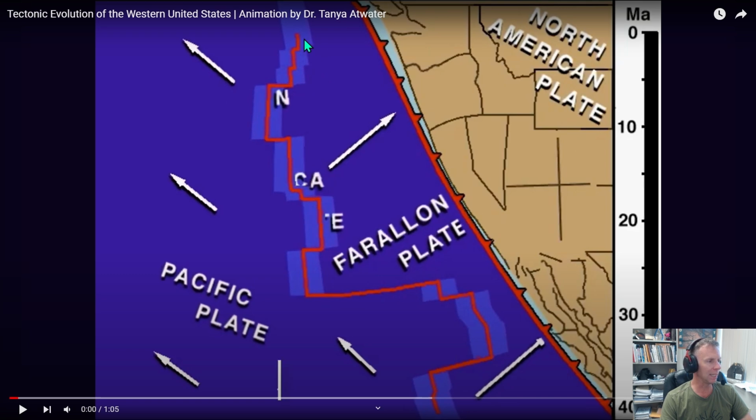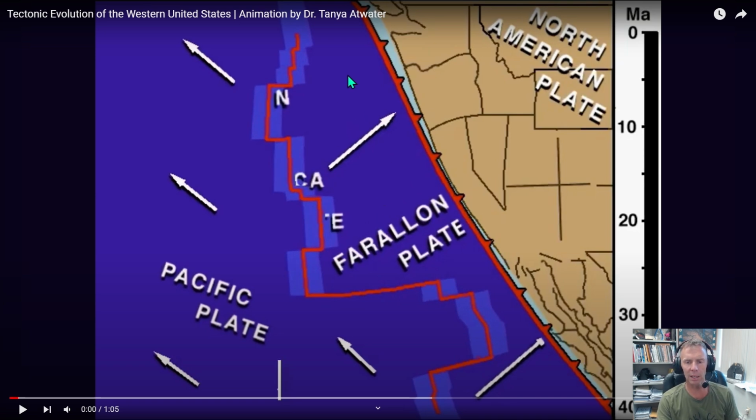And so what you can see here with this red zigzag line in the ocean, this is the plate boundary that would have existed about 35 million years ago. Notice there's a time scale on the right going from 40 million years to the present. This plate here is the North American plate. Then we have the Pacific plate on the left side, but in between the two, we have the Farallon plate.